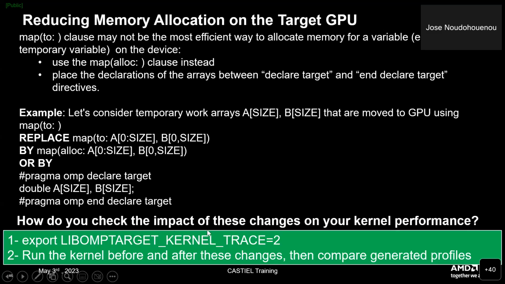And here again, how do we check the impact of this change on your kernel? It is simple. You export LIBOMPTARGET_KERNEL_TRACE equal to some value, you run the kernel before and after this change, and then compare the generated profiles.